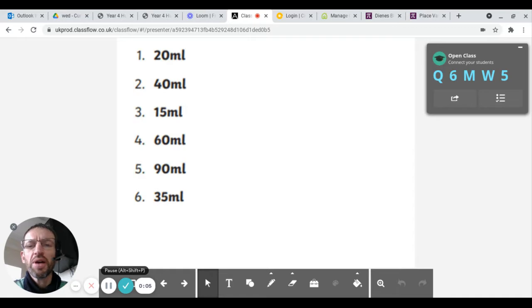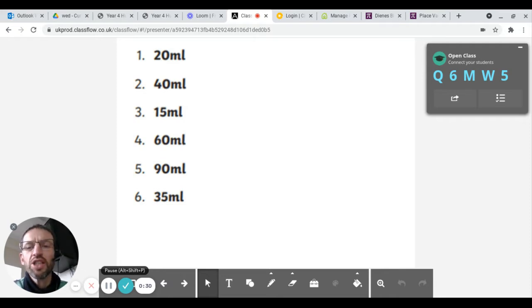It's Mr. Bowes with Maths on Wednesday, the 3rd of January. No, 3rd of February, in fact. 3rd of February 2021. Starting off with marking the work from yesterday. Here is the answers for the starter. We had the jugs of water on the screen, you might remember. These are the answers for 1 to 6. Mark those now. Pause the video to do that.